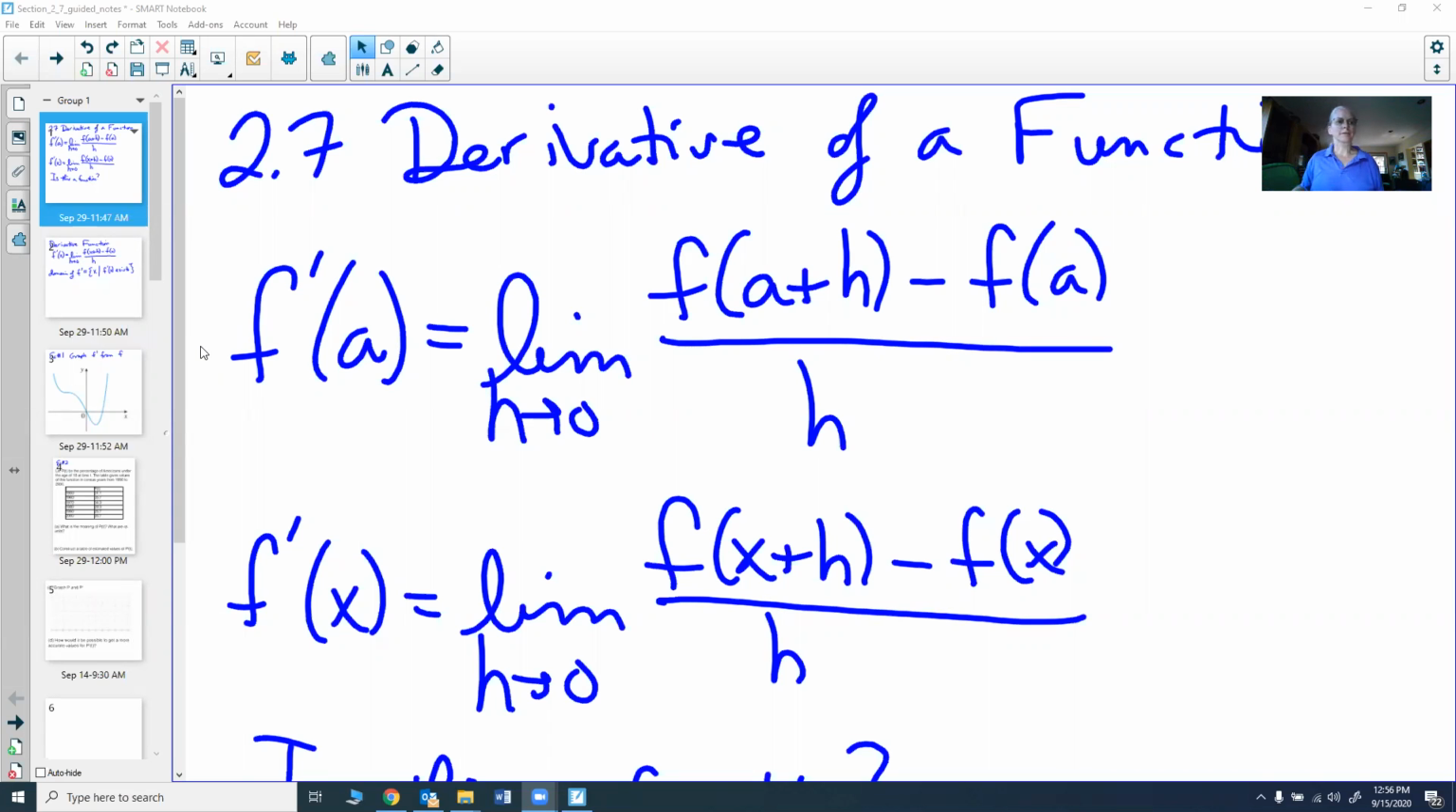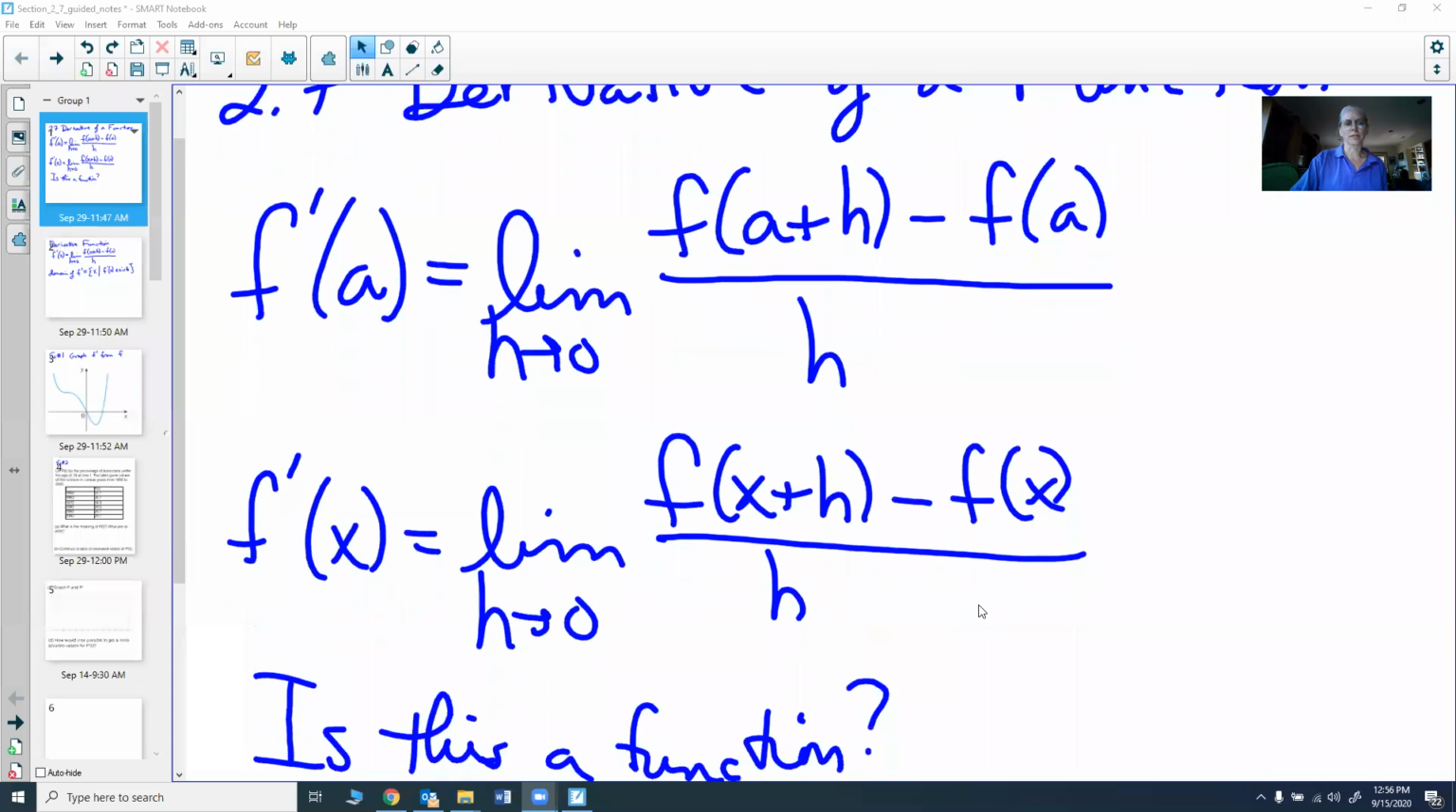So we will look at the derivative of a function. Remember, the derivative at a point a is equal to the limit as h goes to 0 of f of a plus h minus f of a, all over h. If you replace the a with an x, then you get the derivative as a function. f prime of x is equal to the limit as h goes to 0 of f of x plus h minus f of x, all over h.